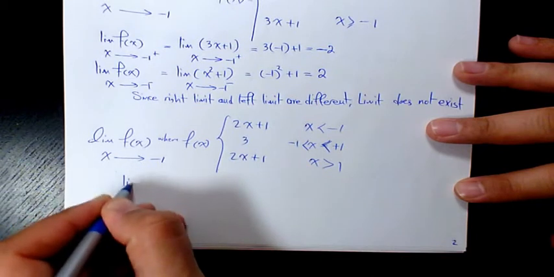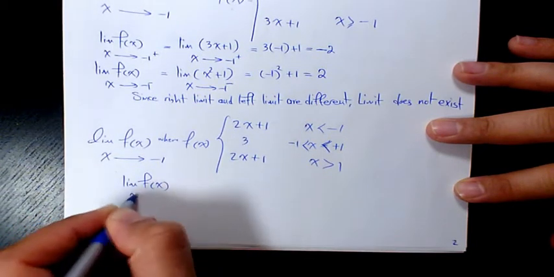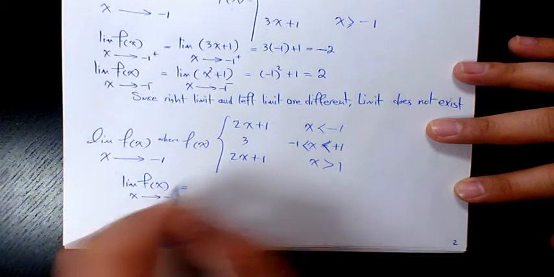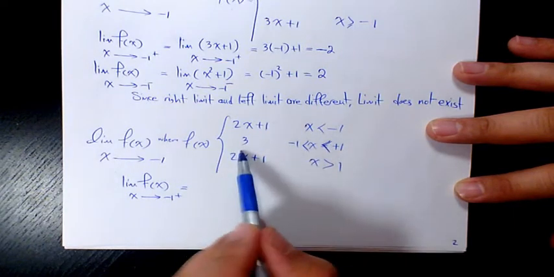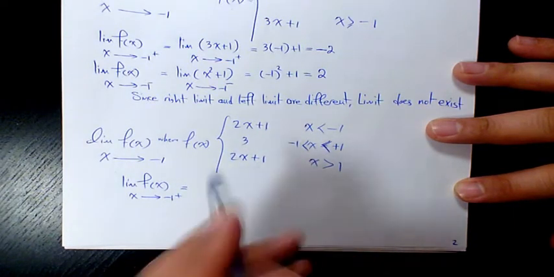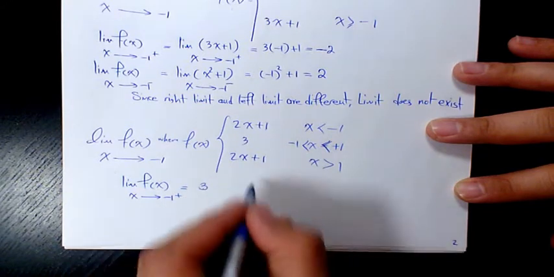So I'm going to say limit of f of x when x is approaching -1 plus, it means that we need to deal with this one because x is greater than -1. That's going to be equal to 3.